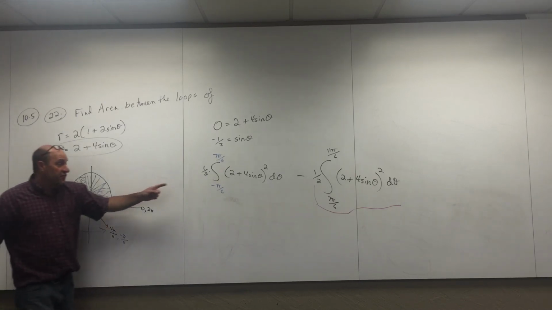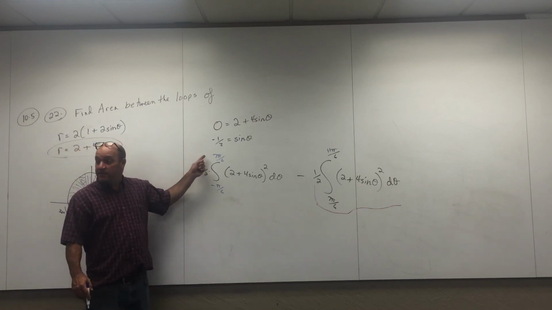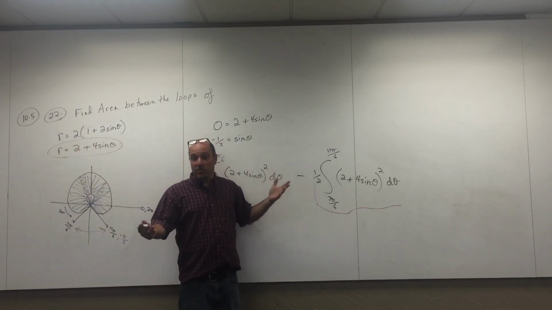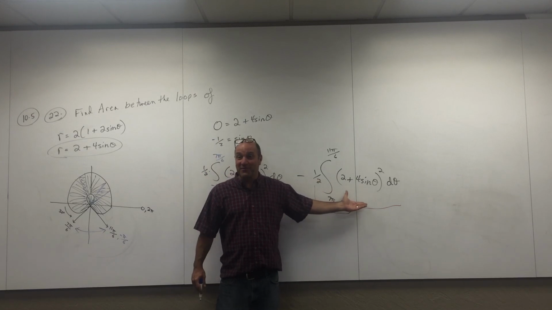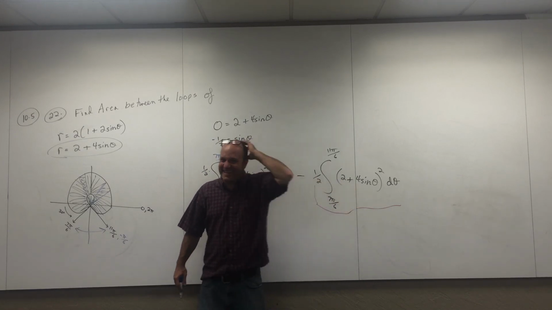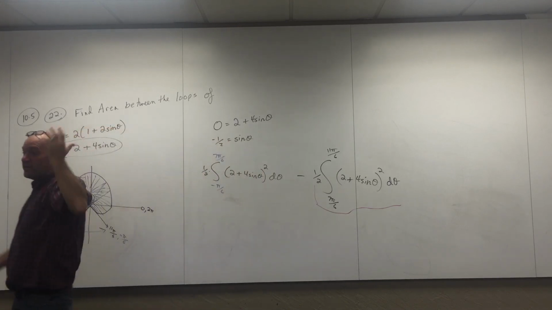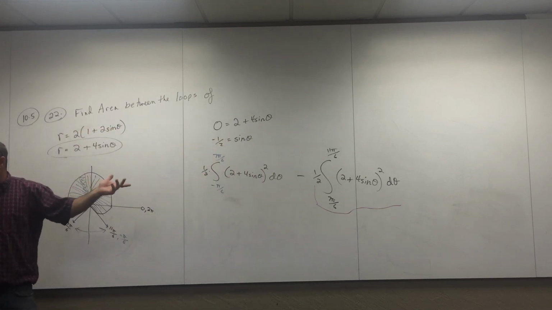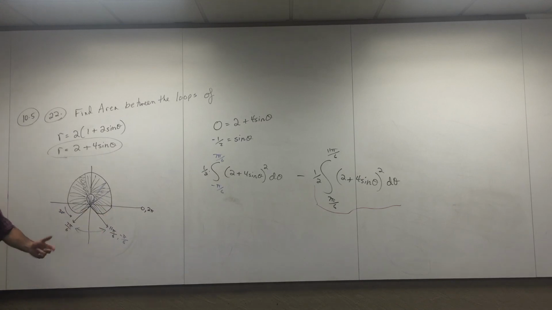Doing it from 0 to 2 pi was actually kind of easy, but it makes it a little hard for me to explain, because then I'm going to subtract 2 inner loops. Either one of those setups was good.